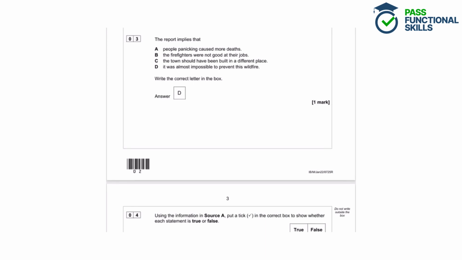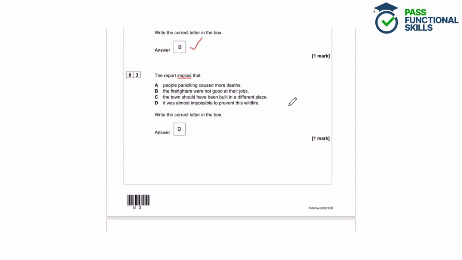Question 3. The report implies that A, people panicking caused more deaths, B, the firefighters were not good at their jobs, C, the town should have been built in a different place, or D, it was almost impossible to prevent this wildfire. Write the correct letter in the box. So for this question, we're going to read through the source and find out about what it implies. Implicit information is information that the text doesn't say explicitly, but you've got to reason it from the text. So what the text makes you think.